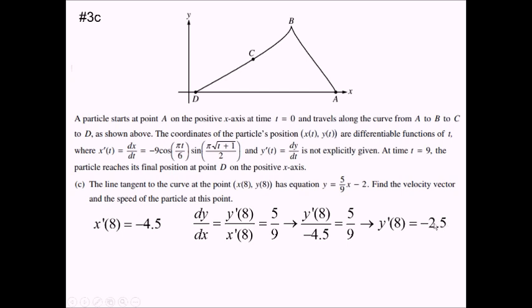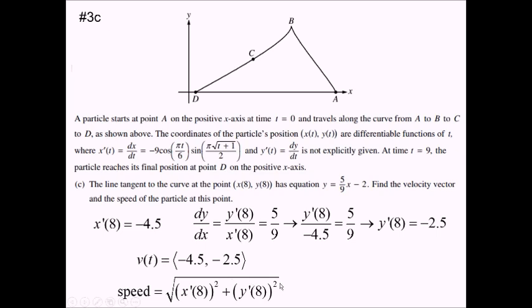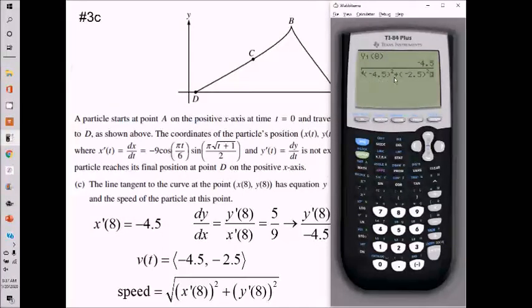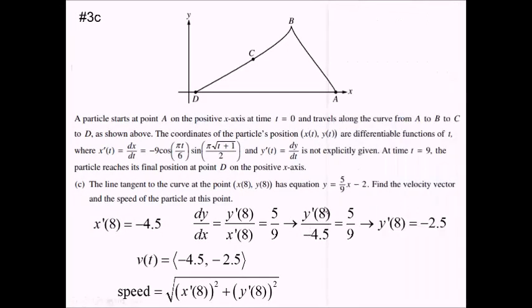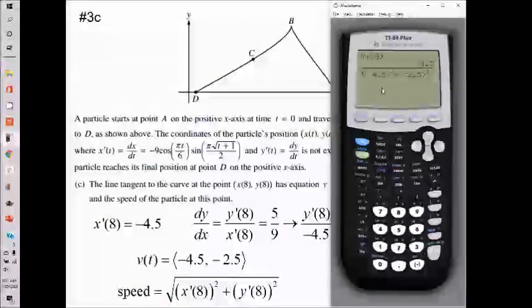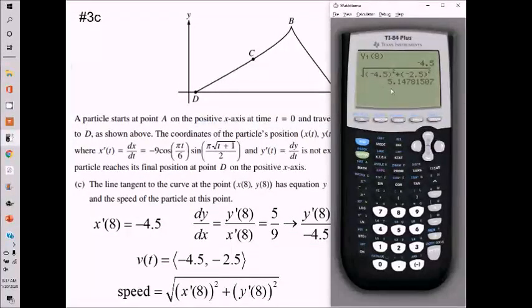So my velocity vector then is just going to be x prime of 8 comma y prime of 8, so negative 4.5 comma negative 2.5. That was pretty straightforward. For the speed, again, I need the square root of x prime of 8 squared plus y prime of 8 squared. I am definitely going to use the calculator on this. So here's what that looks like on the calculator. Recall we already found x prime of 8. It's just negative 4.5. And then we found that y prime of 8 was negative 2.5. So squaring those, adding them together, square rooting it, we end up with about 5.148.